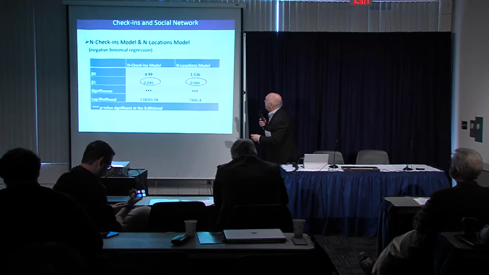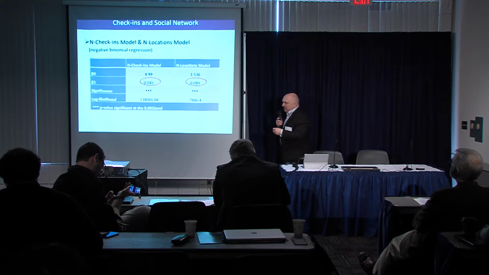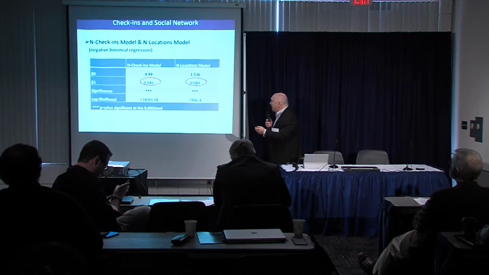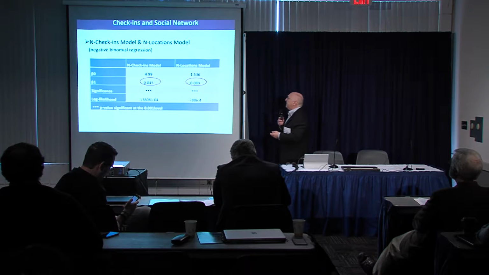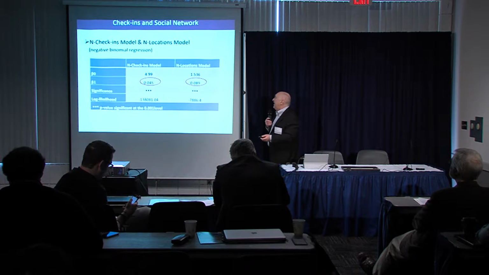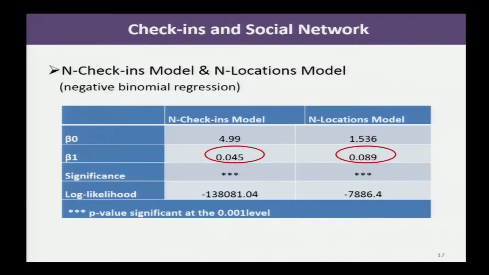Now, we did a negative binomial regression to look at the number of check-ins as a function of the number of friends that you have, and also the number of locations visited as a function of the number of friends. And in both cases, more friends means more check-ins, more friends means more locations visited. So it checks out.